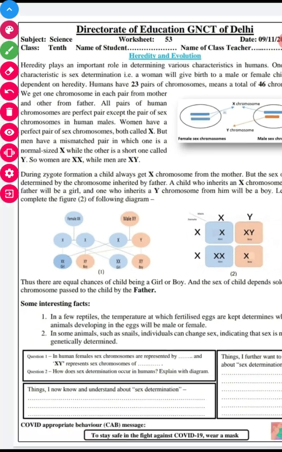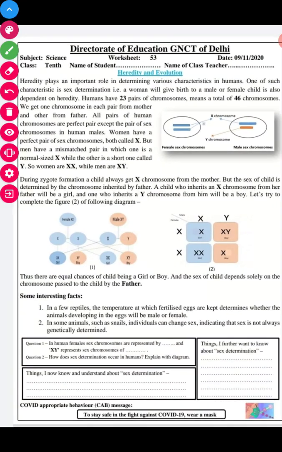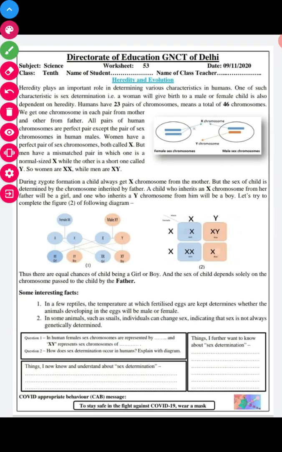So what we have is that all pairs of human chromosomes are perfect pairs except one pair of sex chromosomes in the human male. As I told you, it is a smaller one. Women have a perfect pair of sex chromosomes, both called X and X. But men have a mismatched pair in which one of normal size is X, while the other is a shorter one called Y. So woman has X and X, and man has X and Y chromosome, right?